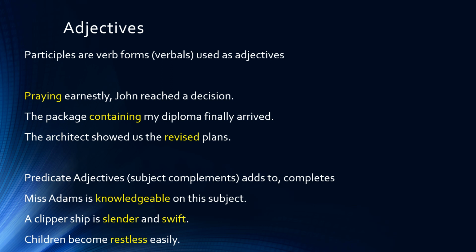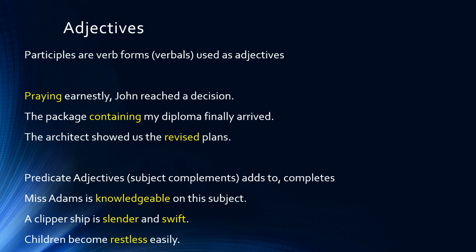Now, in the next few examples, we have predicate adjectives or subject complements, and they add to or complete the subject of the sentence. Miss Adams is knowledgeable on this subject. We have the linking verb is, and that links the word knowledgeable back to Miss Adams. So Miss Adams is knowledgeable. A clipper ship is slender and swift. So slender and swift are predicate adjectives that are adding to or completing the subject of the sentence, a clipper ship.